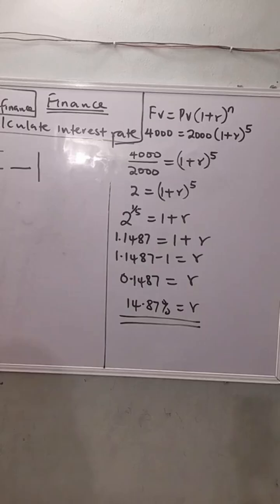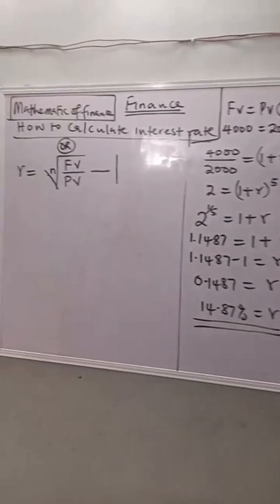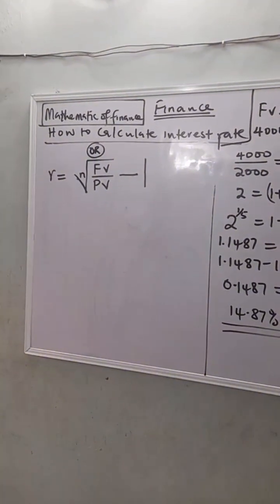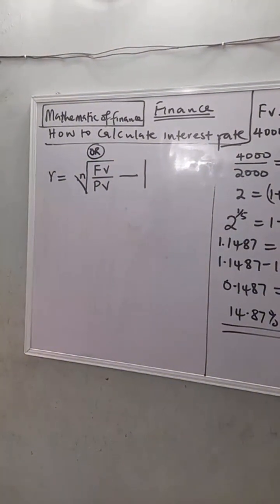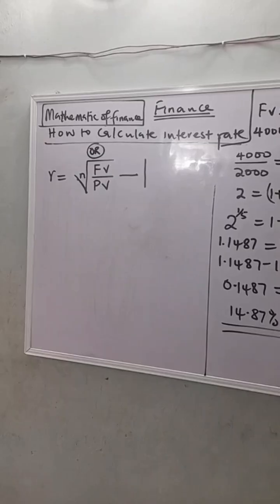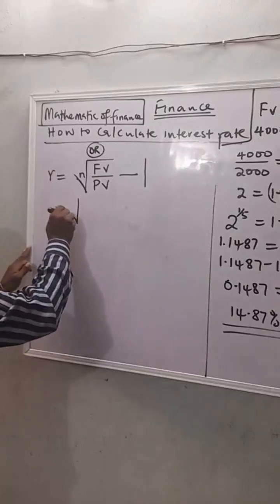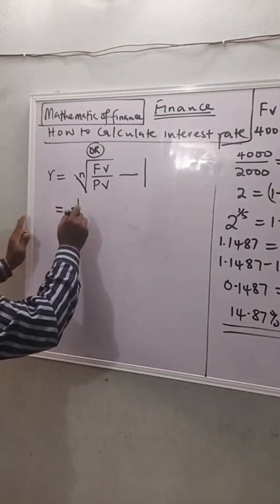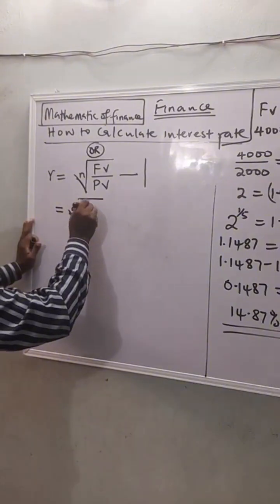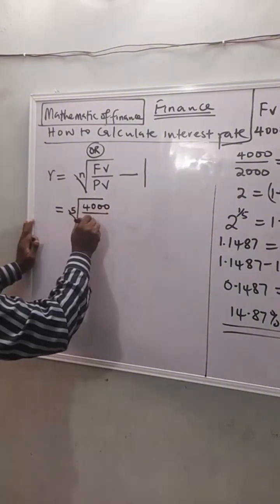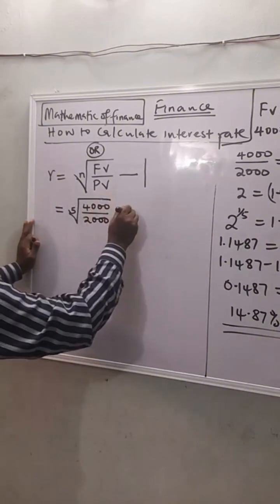From all indication, if you don't want to go through the original formula the way I have used it, you can conveniently use the formula on the board. Interest rate or rate of interest is equal to the n-th root of the future value all over the present value, minus one whole number. In this case, you don't need stress. All you need to do straight away is, the number of years is 5. You just put 5 here, into 4,000 all over 2,000, it is already-made formula, minus 1.